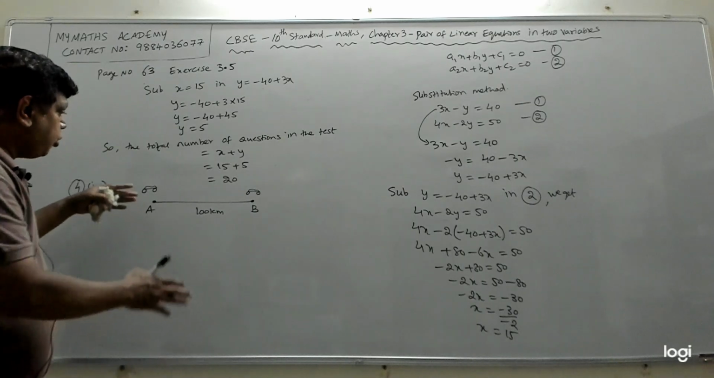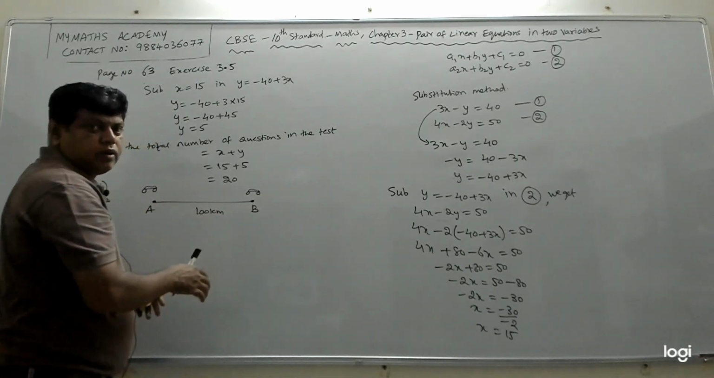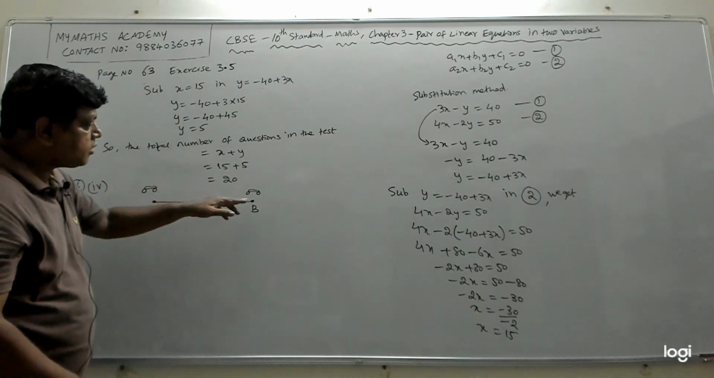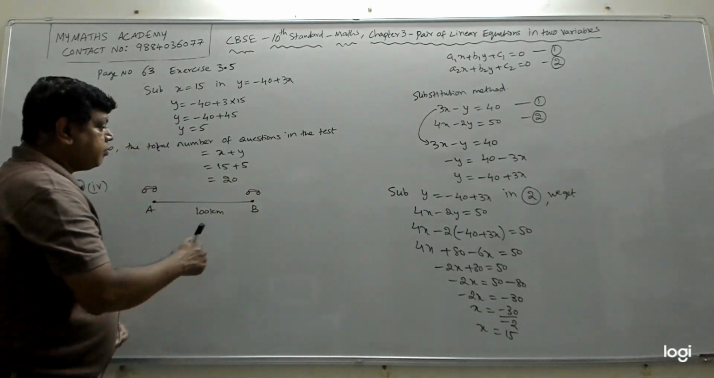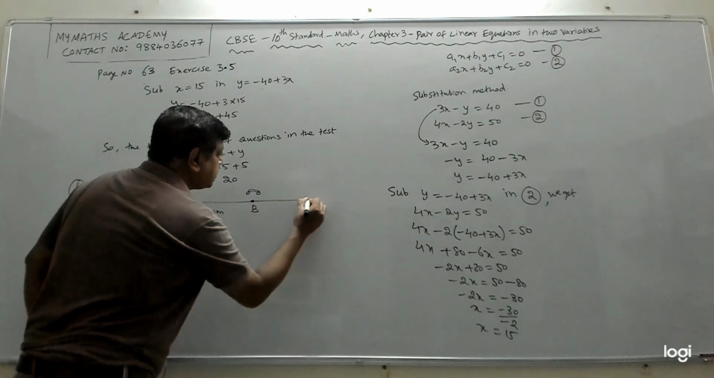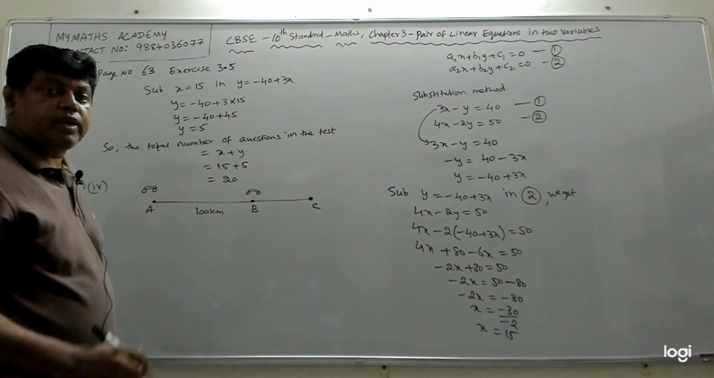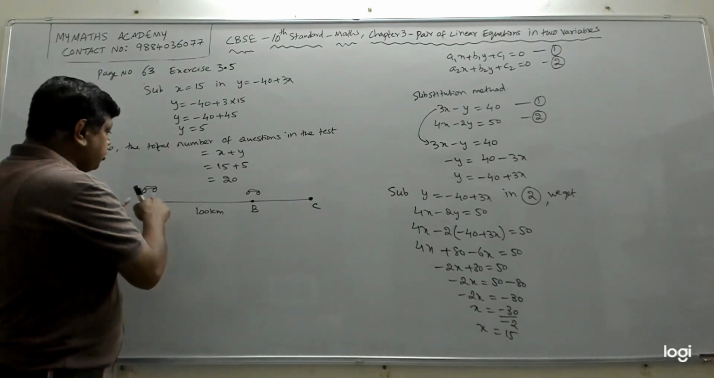If both go in the same direction, which means the car starting from A is going in this direction, and the car starting from B is also going in this direction, they both meet, suppose, at another point C. After how many hours? 5 hours. After 5 hours, both the cars are here.